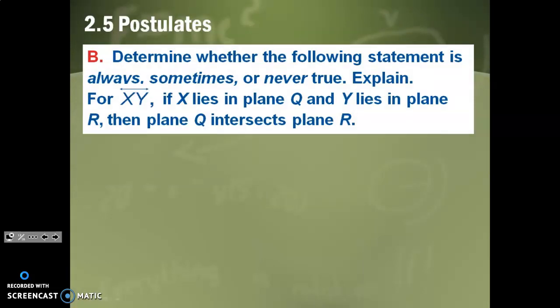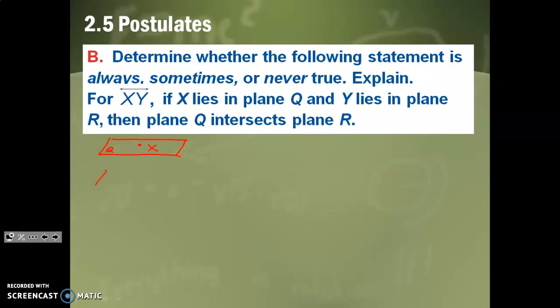This is again just telling us always, sometimes, never. So line XY, X lies in plane Q and Y lies in plane R. Then plane Q intersects plane R. This one's kind of goofy, but I'll try my best to draw it. Here's my plane Q. It has point X in it, and I could draw a plane R that at some point is going to intersect Y, or plane Q, with point Y on it.